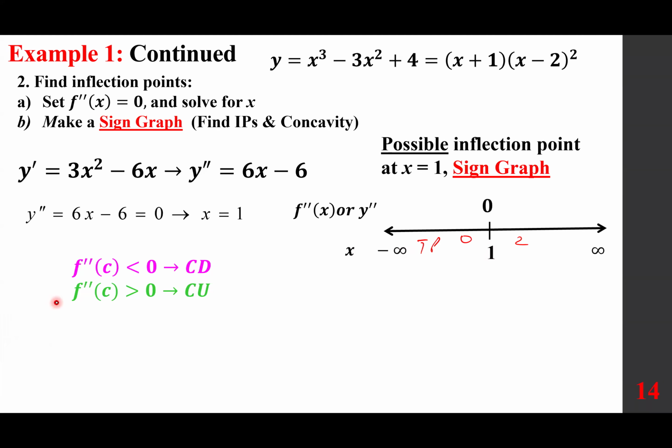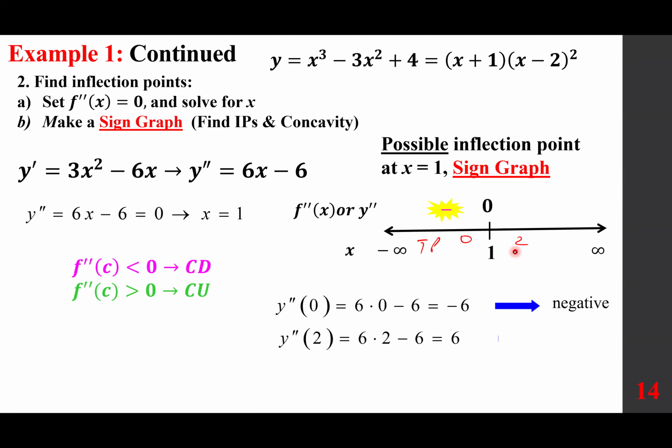So we're going to plug in 0. When you plug in 0 into y double prime, it obviously gives you negative. We want the sign, negative, which means concave down from negative infinity to 1. If we plug in the number 2, we get positive. Positive means concave up from 1 to infinity. So we write it's concave down from negative infinity to 1, concave up from 1 to infinity. Because of the change, the number 1 is the point of inflection.